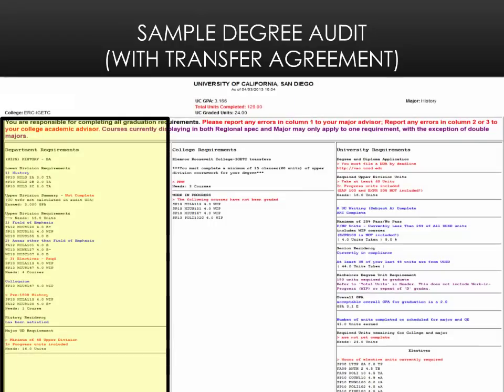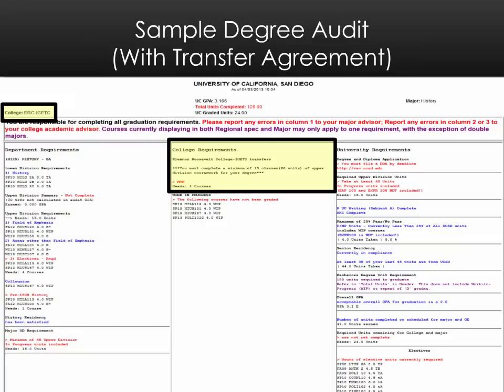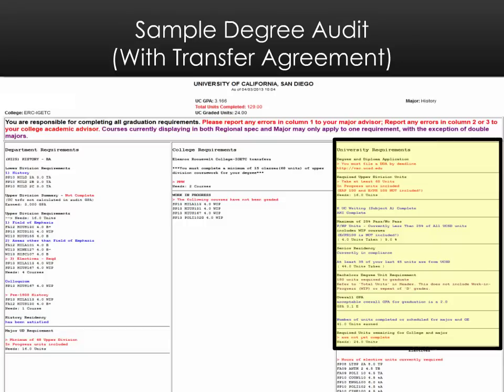Your major requirements appear in the left-hand column. If you have any questions regarding your major column, you must consult with your department advisor. Your ERC GEs appear in the middle column. In this example, the transfer student is IGETC certified and only needs to complete MMW 21 and 22. If you are IGETC certified, have UC reciprocity, or are GE certified, your audit will look like this. You can see whether you were accepted into UCSD under a transfer agreement by looking in the top left corner of the audit. Your university requirements appear in the right-hand column. If you have any questions regarding ERC, GEs, or university requirements, please consult with an ERC academic counselor.